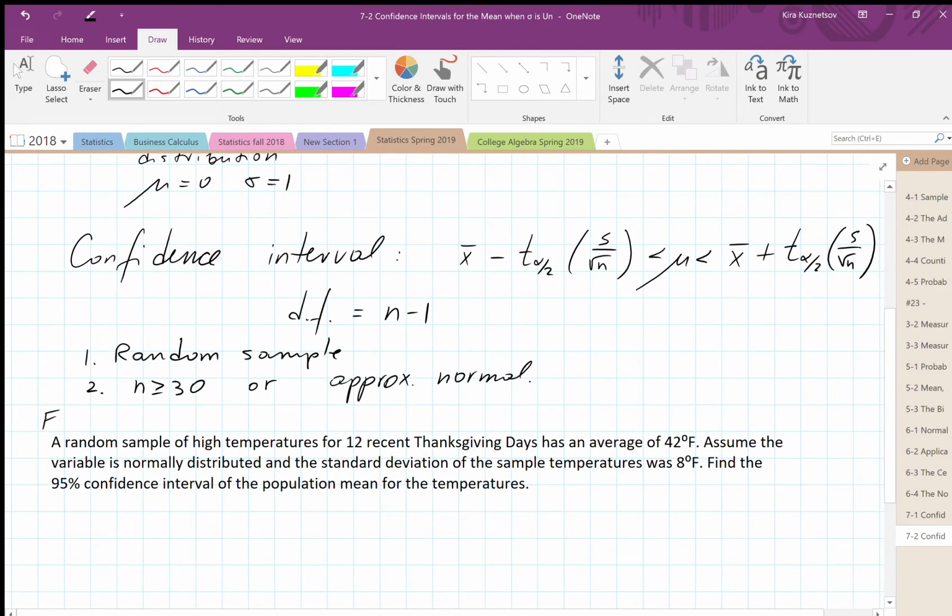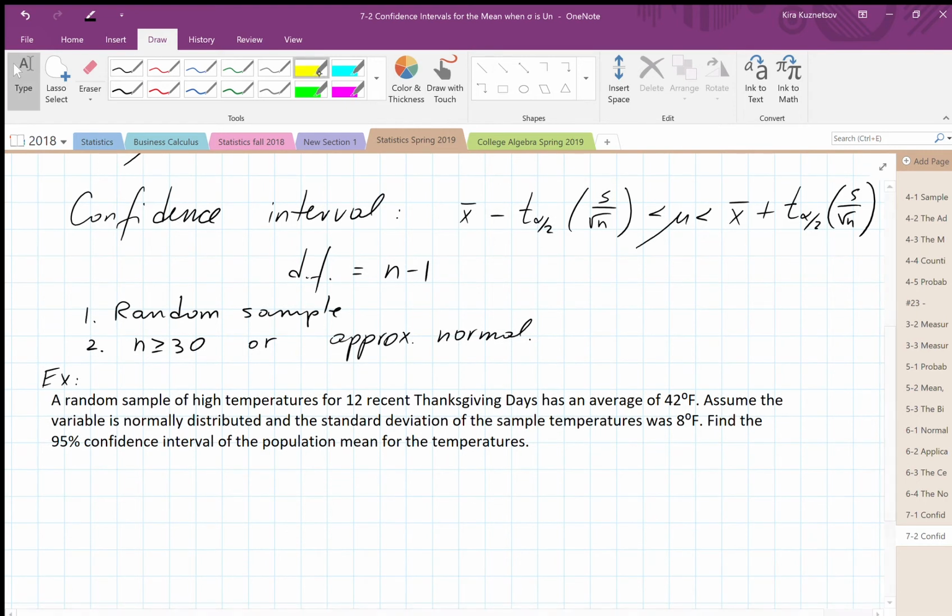All right, this is where my first example comes in. A random sample of high temperatures of 12 recent Thanksgiving days has an average of 42 degrees Fahrenheit. Assume the variable is normally distributed and the standard deviation of the sample temperature was 8 degrees. Find the 95% confidence interval of the population mean for the temperatures. Notice I will start highlighting necessary information. A random sample of 12, so n is equal to 12. They gave me an average of 42, so that's the x-bar.